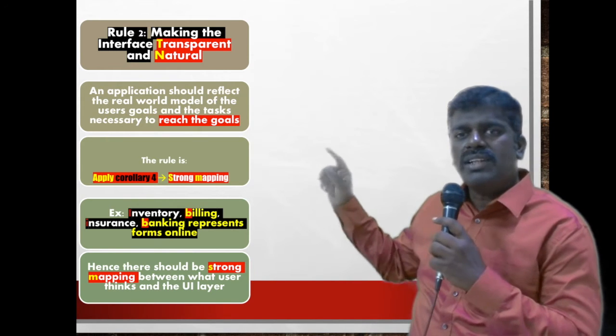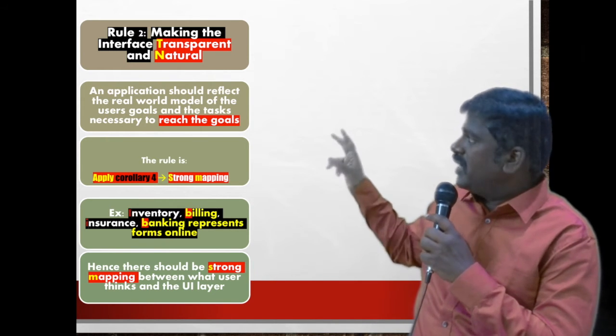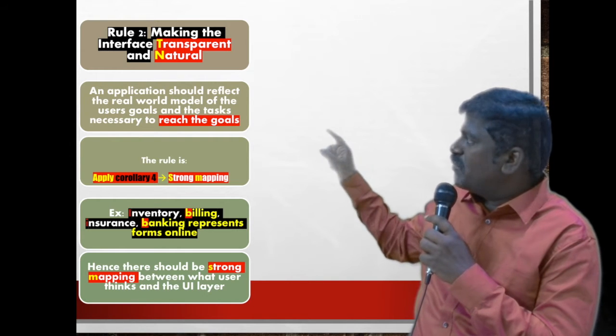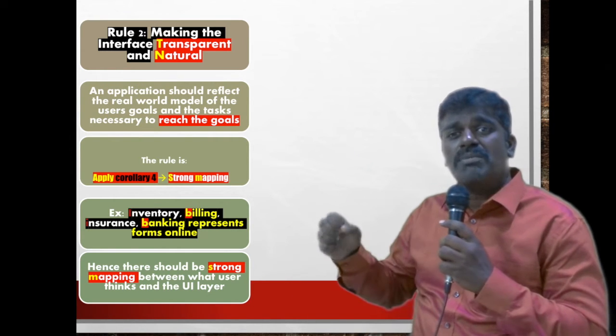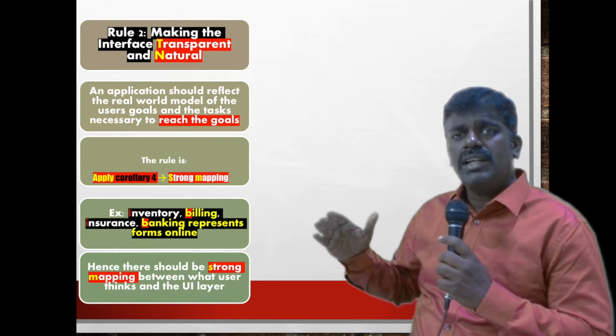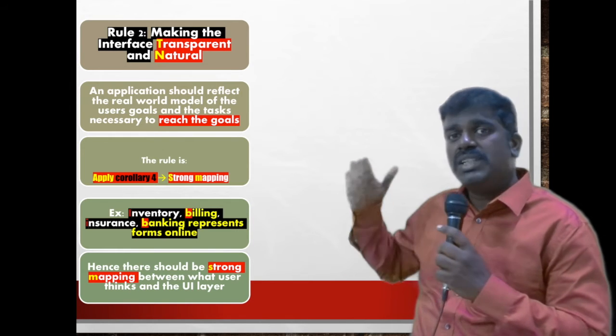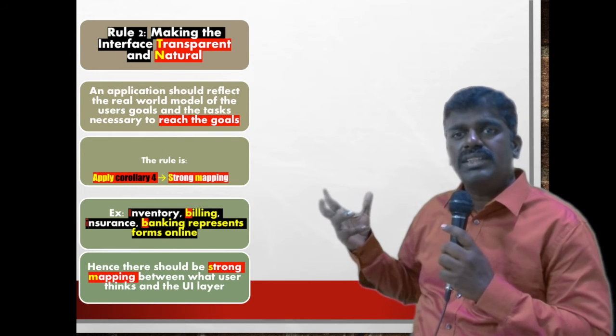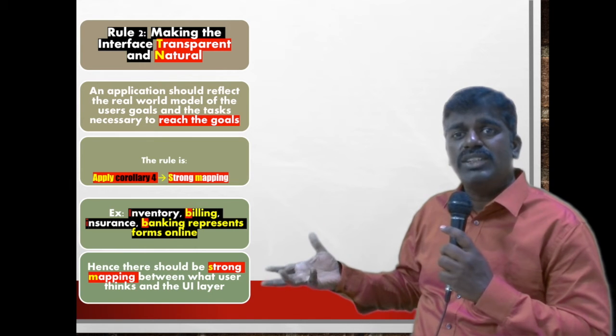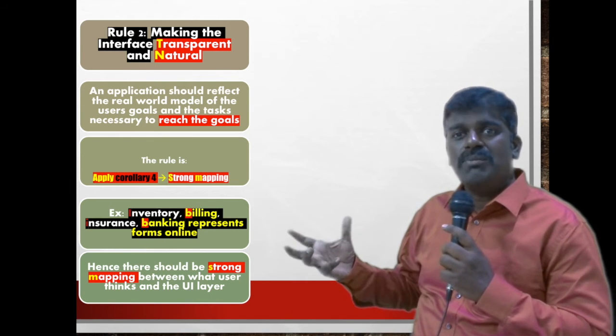So for that, what corollary do we have to use? For that, we have to apply corollary 4. Okay, that is strong mapping. What the user thinks, that has to be developed in the software. Okay, that is strong mapping.